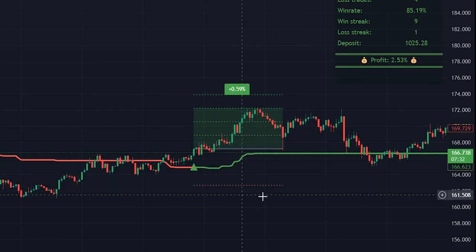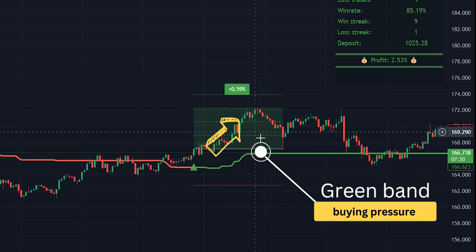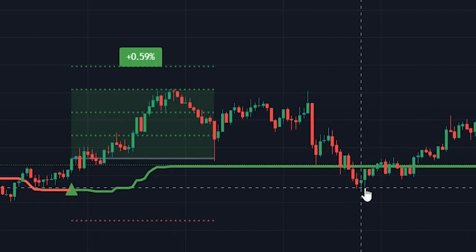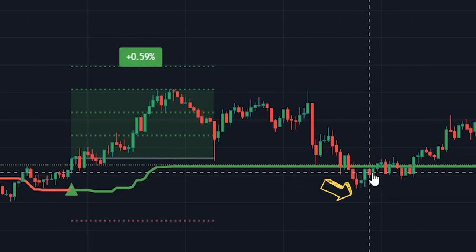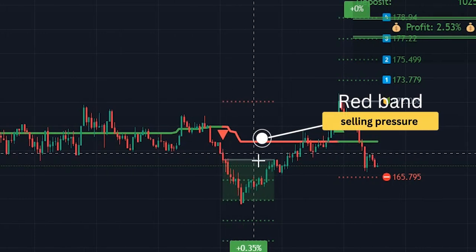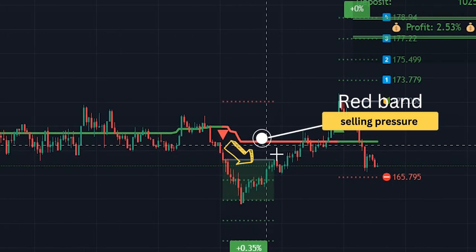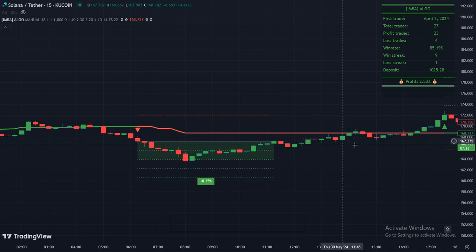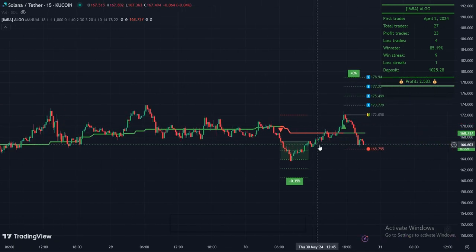Generally, when the indicator band is green and the price moves above it, the market is heavily controlled by buyers. When the price moves below the line and the line is green, this signals a weakness of an uptrend. On the other hand, when the band is red and the price moves below it, this indicates a strong bearish trend. As soon as the price closes above the red band, the market starts slowing down.